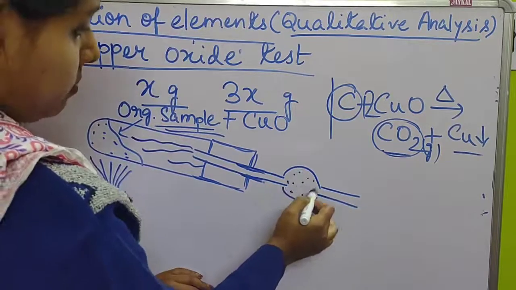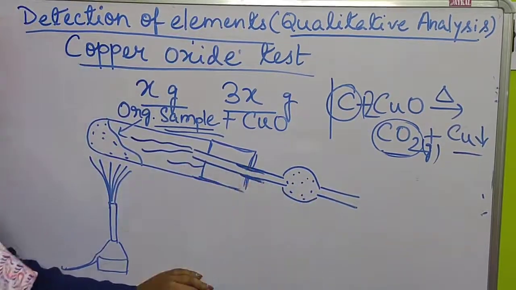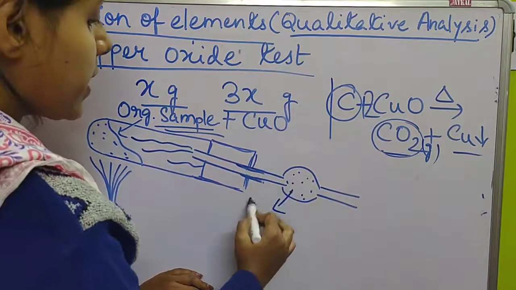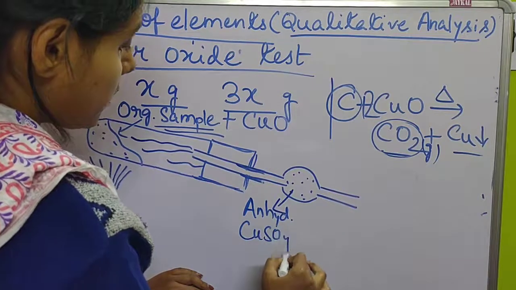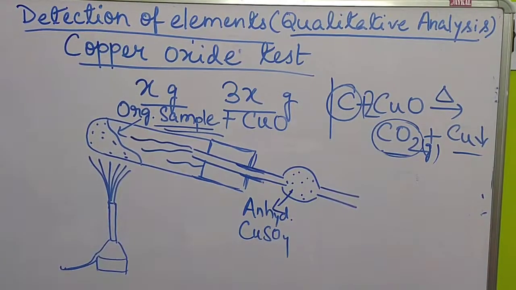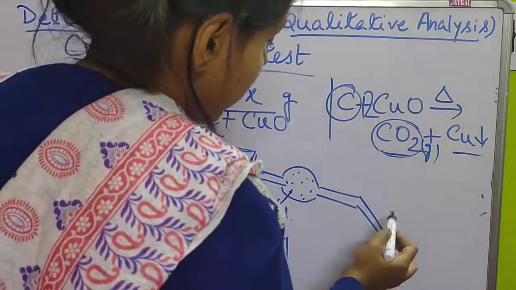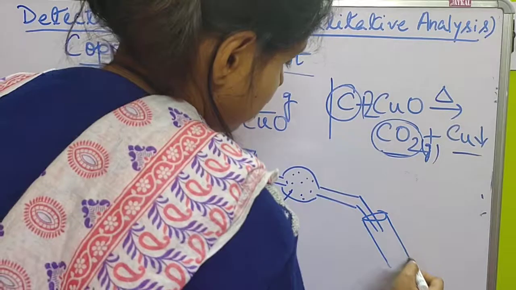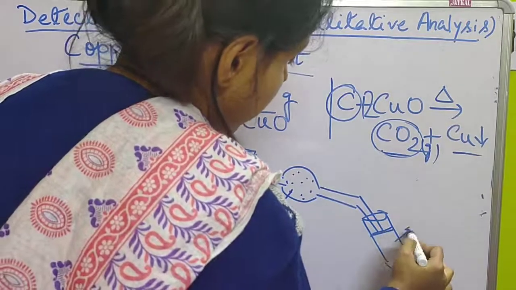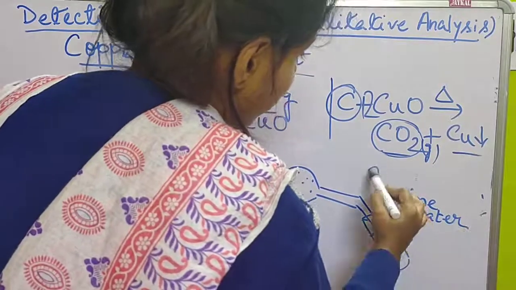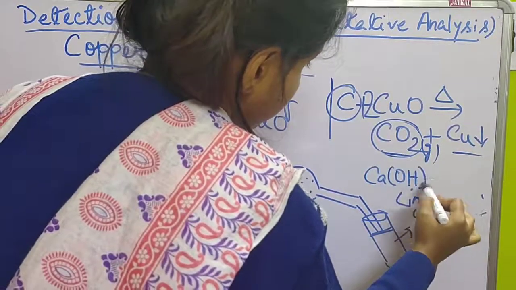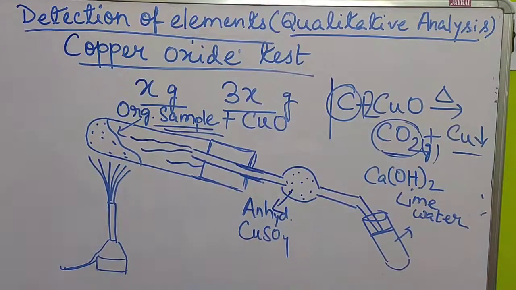This tube is connected with a bulb that contains anhydrous copper sulfate, and after that this tube is bent into a test tube that contains lime water. Lime water means calcium hydroxide, slaked lime, okay, calcium hydroxide.